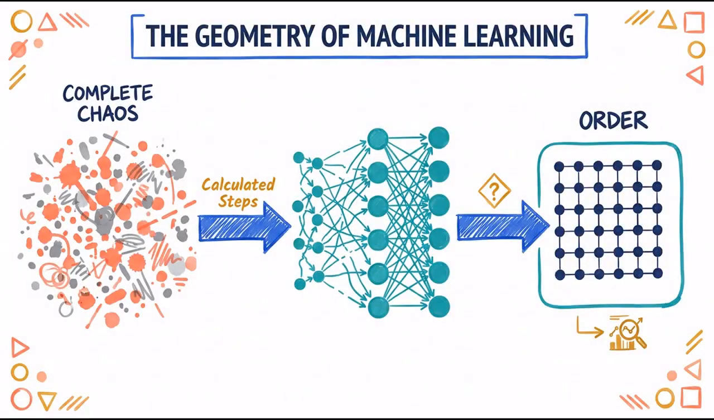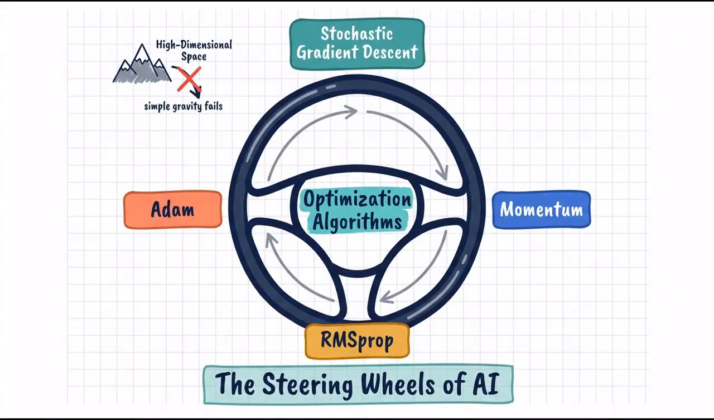In this video, we will look at the actual geometry of machine learning. We will visualize how a neural network starts with complete chaos and through a series of calculated steps carves out order. We will walk through the core mathematics of gradient descent, look at why simple gravity fails in high-dimensional space, and see how algorithms like stochastic gradient descent, momentum, RMSprop, and Adam act as the steering wheels of AI.